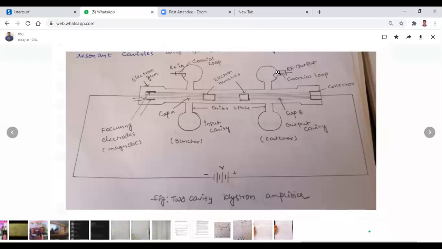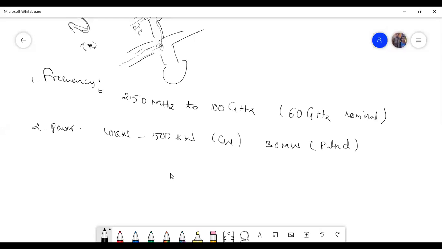So the same explanation you can also observe with respect to mathematical equations. Now I want to give you the mathematical analysis for this two cavity Klystron amplifier. So the performance characteristics: first, frequency 250 MHz to 100 GHz, 60 gigahertz nominal, and the power is 10 kilowatts to 500 kilowatts. This is for continuous wave, and 30 milliwatts for pulsed wave.